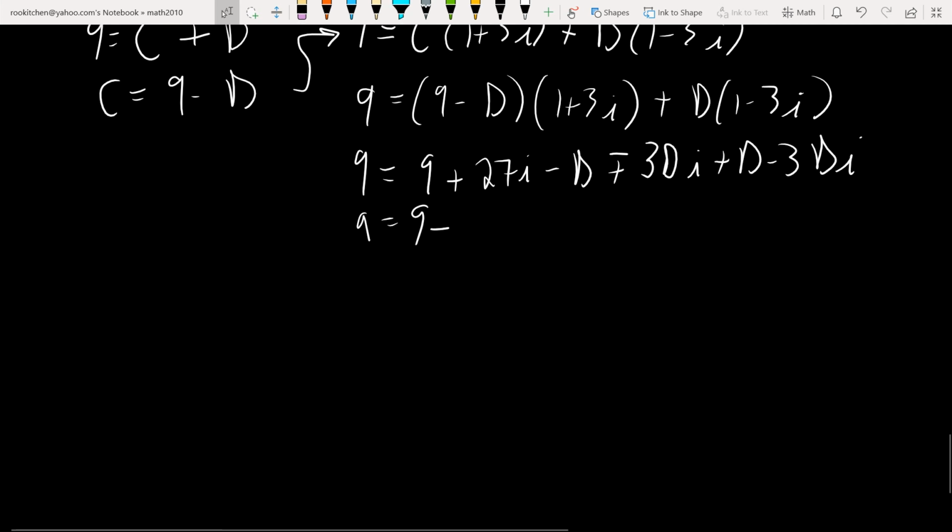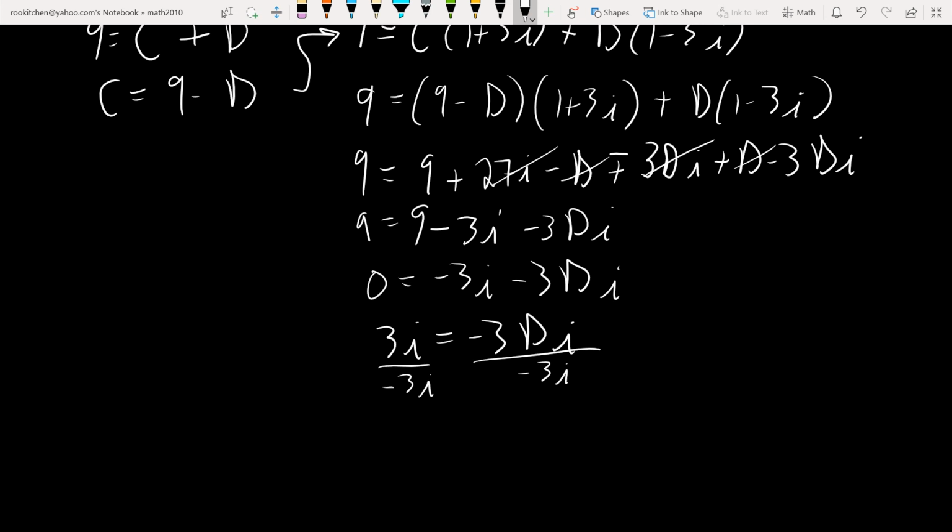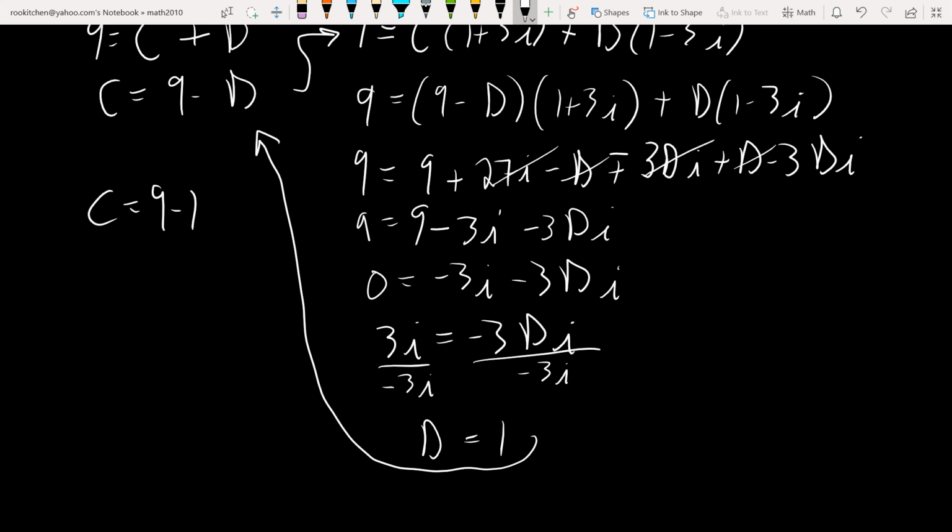So I have 9 and then minus 3i. So 27i minus 30i is minus 3i. D's cancel, and then we have a minus 3di. I'm looking for what is d. Subtract 9 from both sides. 0 is negative 3i minus 3di. And then I can add 3i to both sides, equals negative 3di. Divide both sides by, guess what? Negative 3i. And you end up with d equaling 1. All right, so I go back up here, c equals 9 minus 1, which equals 8.